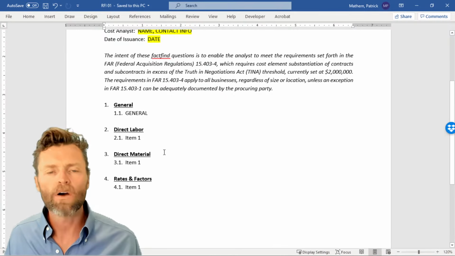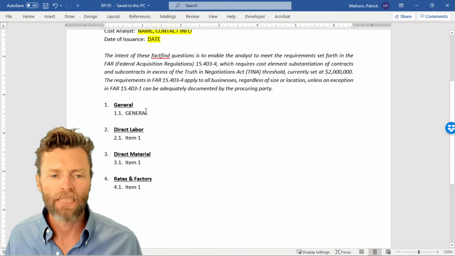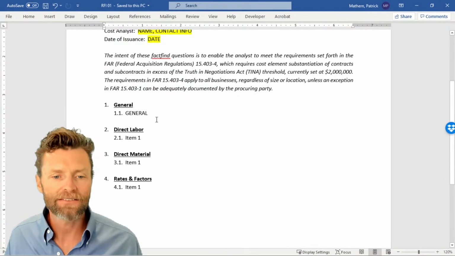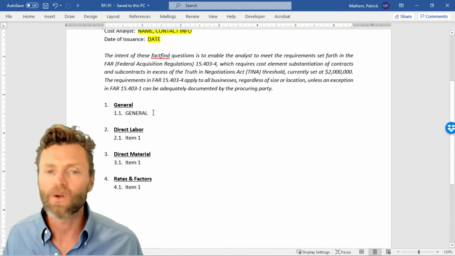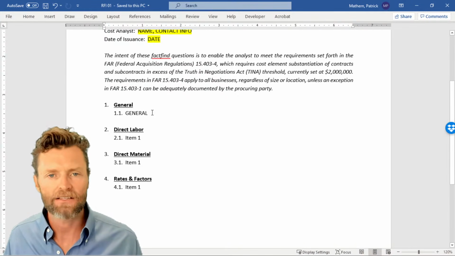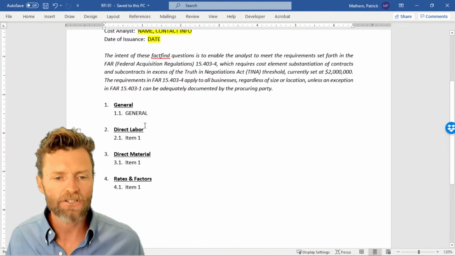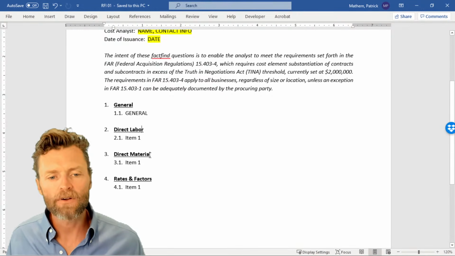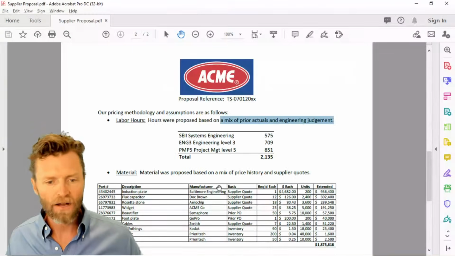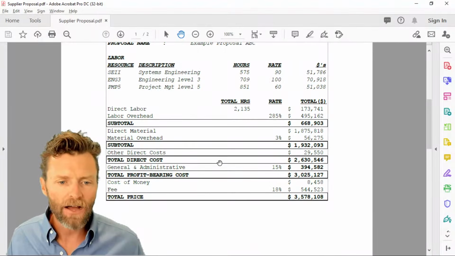So for a template on RFI 1, I always go in and try to mimic, for the most part, what the supplier has proposed, okay? I always have a general section in RFI 1 that's basically, in this case, I'm going to ask them what their audit rights are, okay? There's certain things that don't fall into any category of cost that we just need to ask anyways, so I include a general section. Then we have direct labor, direct material, and rates and factors. I think that that's pretty much everything that they've got.